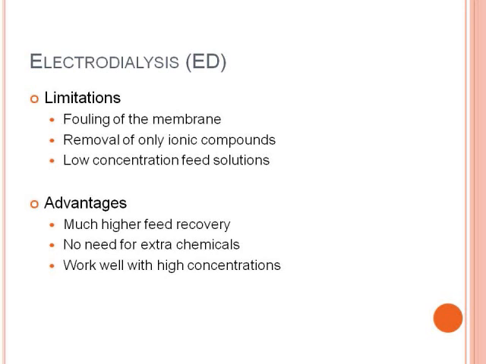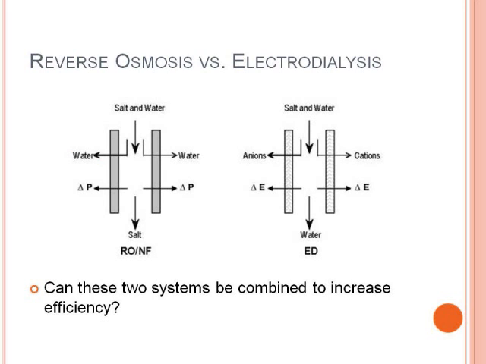Advantages are that an ED system has a higher feed recovery than a reverse osmosis system. There is also no need for extra chemicals, just an electric current to run the process. This system works very well with high concentrations. Reverse osmosis and electrodialysis individually are efficient to a certain extent. Can these two systems be combined to increase efficiency?